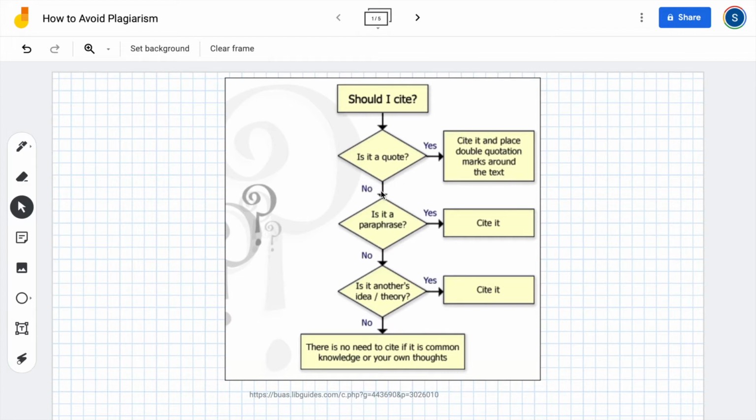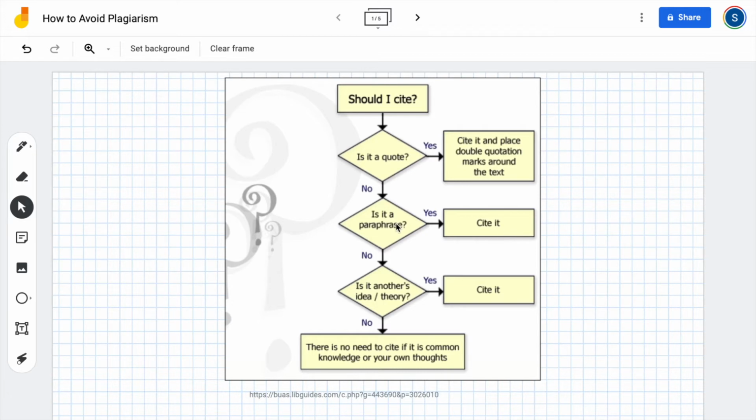If it is not a direct quote, then ask yourself the next question: is it paraphrased? So is it information that you changed around and paraphrased in your own words? If it is, you still have to cite it. It is still someone else's idea, someone else's knowledge. So you still have to cite it even if you do not quote directly from that source.